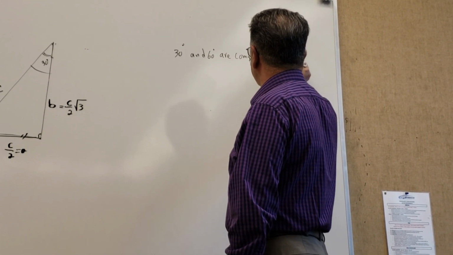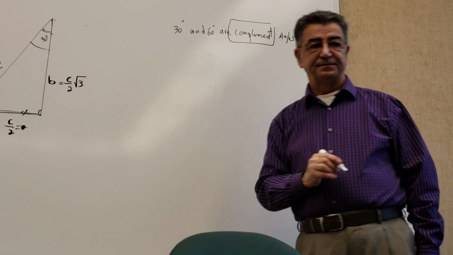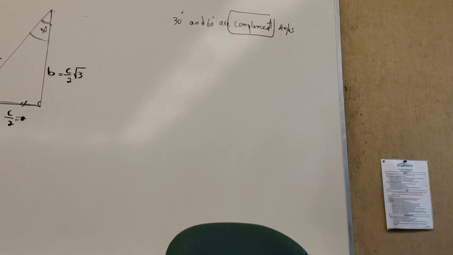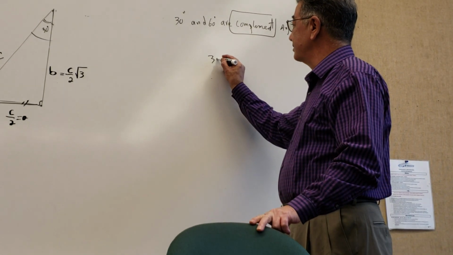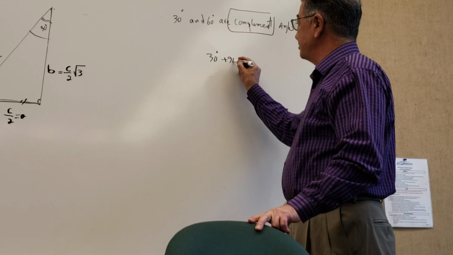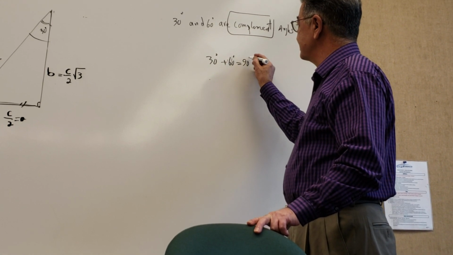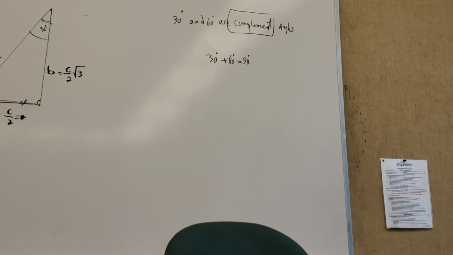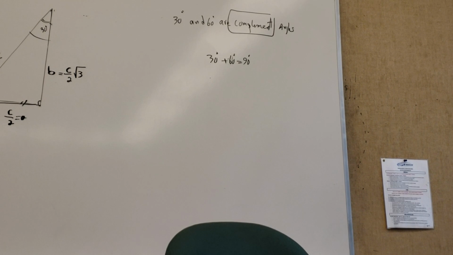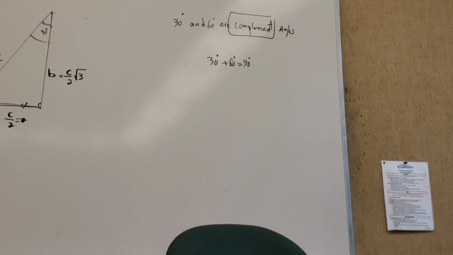Why do they use the word complement, guys? Where did that come from? Doesn't make sense. 90. Yeah, write it down. Complement means if you add them up, it gives you what? If they add up to be 180, we call it supplement. If they add up to be 90 degrees, we call them what?